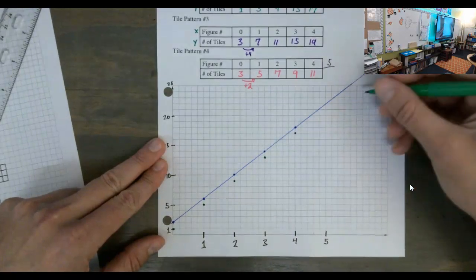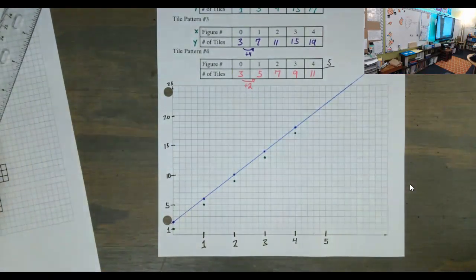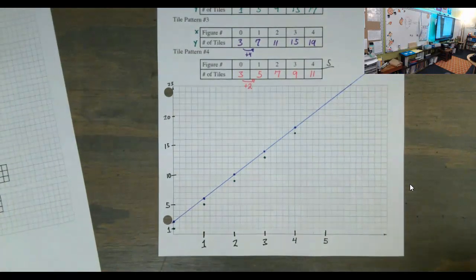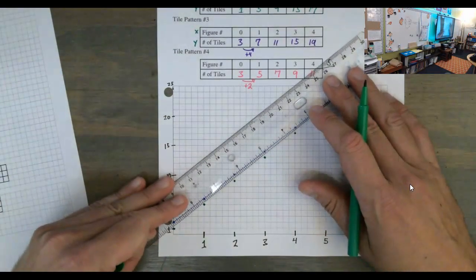What do you guys notice about tile pattern 2 when we put it on the graph? Yeah, it's kind of like following the leader.